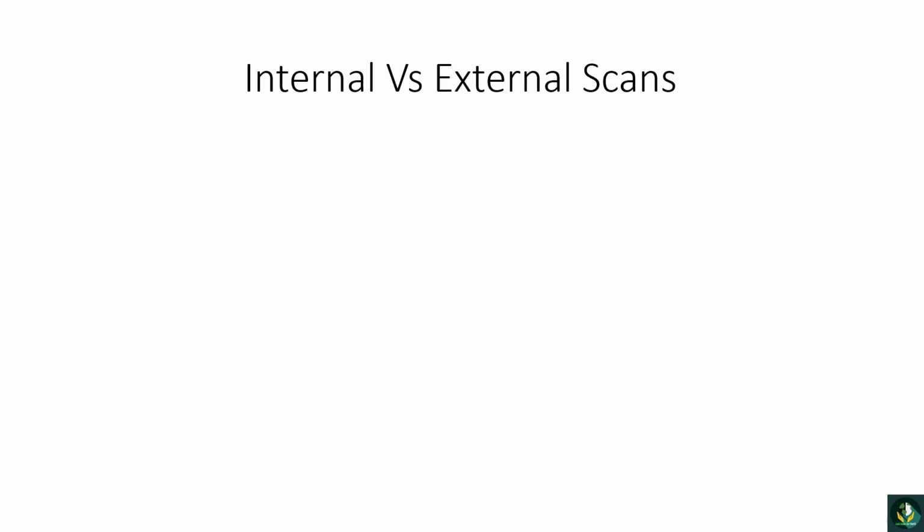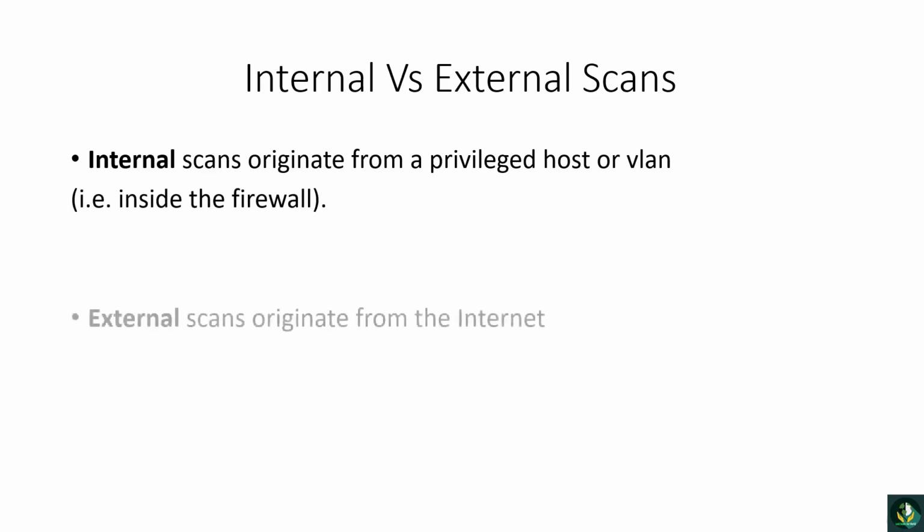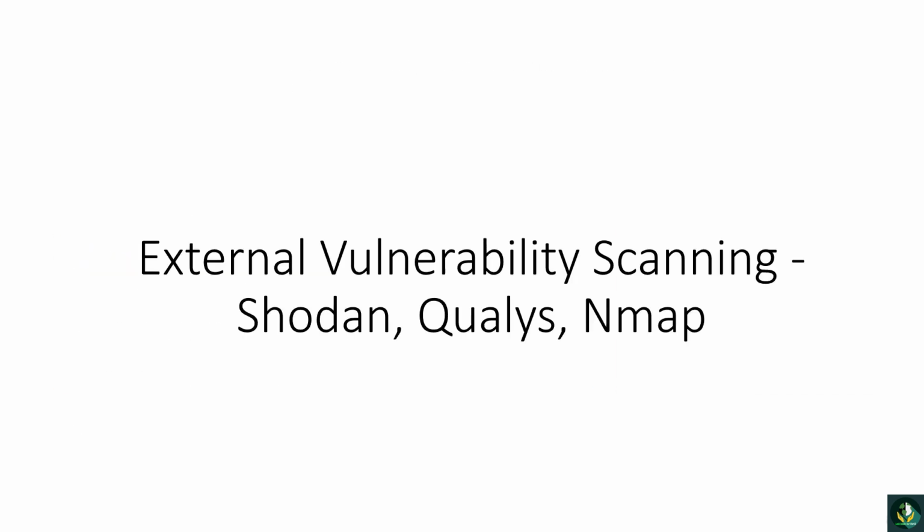So let's now talk about internal versus external scans. What is this? An internal scan originates from a privileged host or VLAN which is inside the firewall. An external scan originates from the internet, which is outside the firewall. So that's all about Shodan and external vulnerability scanning. And as we all know what Nmap is, we're not going to go through that.